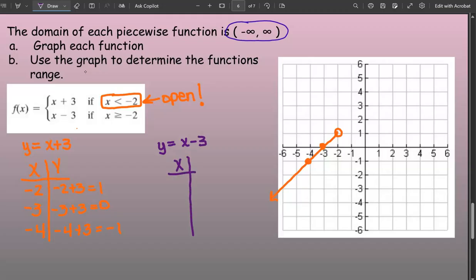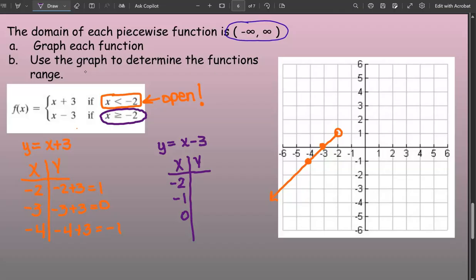Building my table. This time I'm going to choose x values that are greater than or equal to negative 2. So I'm always going to choose negative 2. And to be bigger than, I'm going to go to the right, so negative 1 and 0. And you don't have to choose the values right next to it. As long as it's bigger than negative 2, it really doesn't matter what values you choose for x. I just kind of go in order.